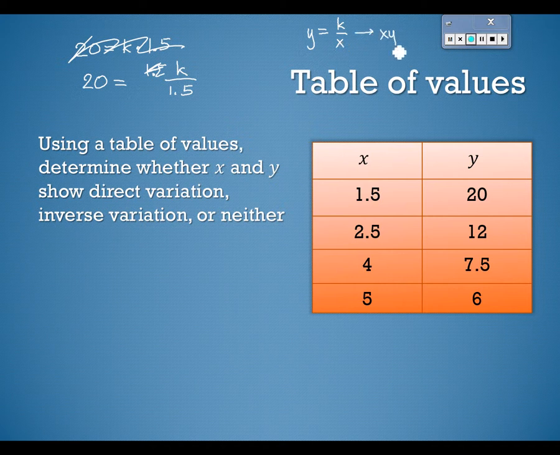Wait, so you have to divide y by x if it's direct. And what is the product in all of these cases? 30. Yeah, 1.5 times 20 is 30. Is that the same product here and here and here? Good. Then it's inverse. So the answer on this first table is it's inverse. And after our little discussion, we could even write down the rule. It didn't ask us for the rule, but why not? Is that clear, what we're looking for? Yes. And if it fails both tests, then it's neither.